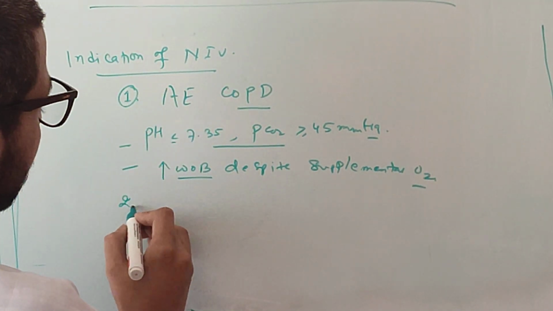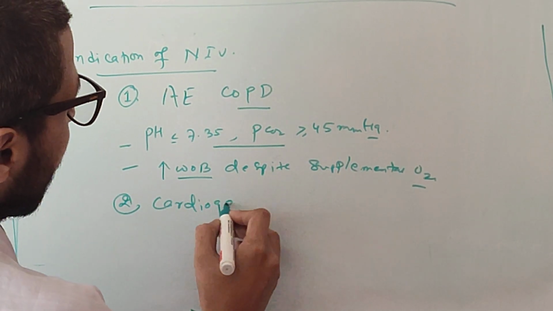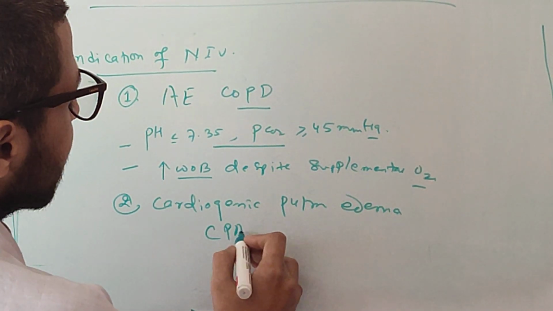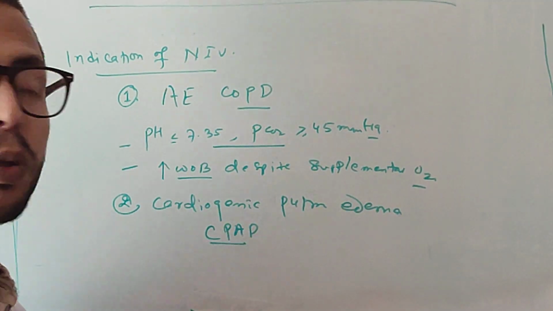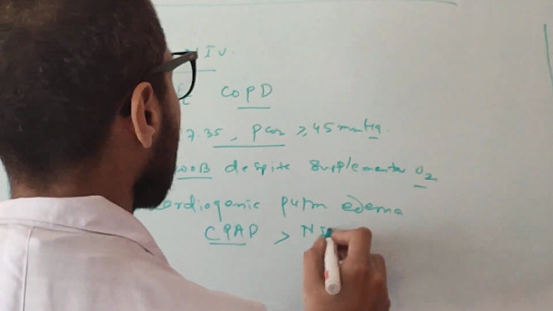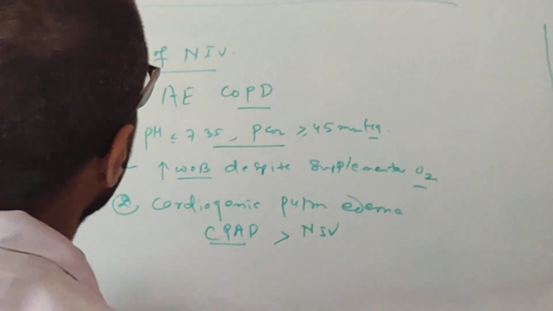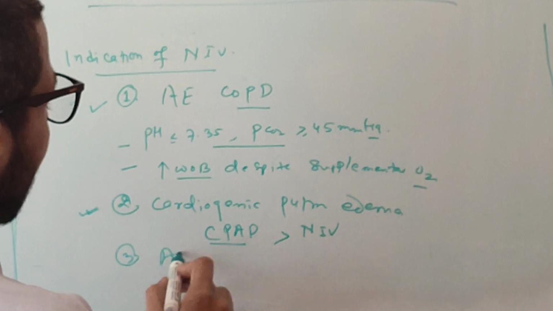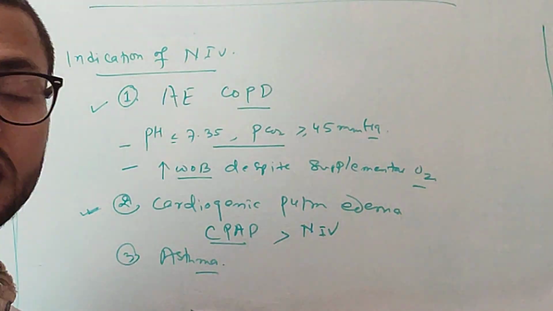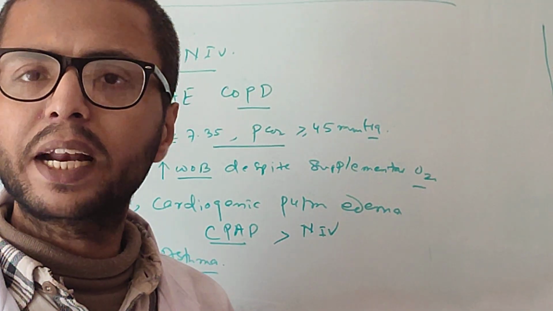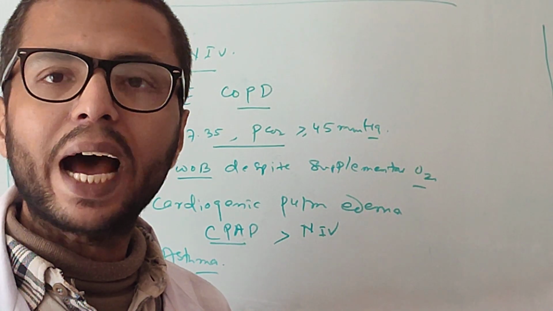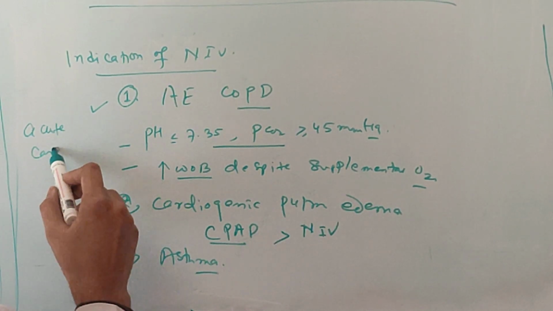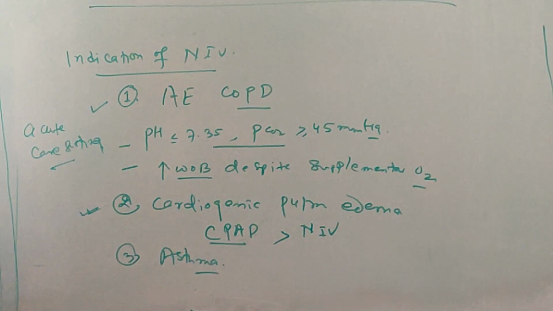So one is acute exacerbation of COPD, another is cardiogenic pulmonary edema. In this status, we initially prefer CPAP, and if the patient's status does not improve with CPAP, then we can go for NIV, bilevel positive airway pressure. Third is asthma. If the patient's status is not improving despite supplemental oxygen and medical management, then we can consider NIV in asthma as well. These three indications are all in the acute care setting. Acute care setting means maybe emergency, ward, ICU.